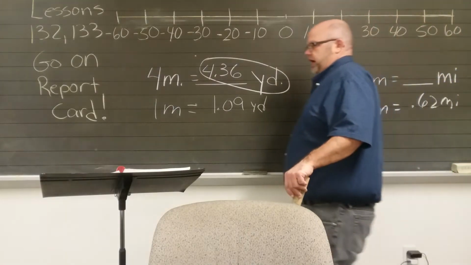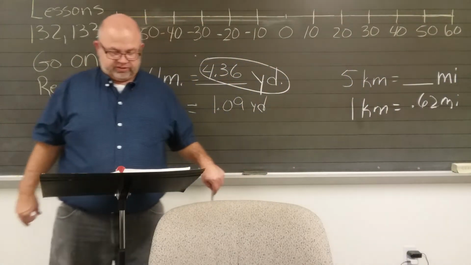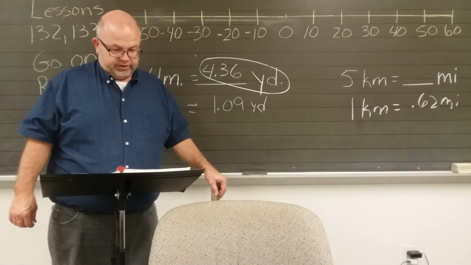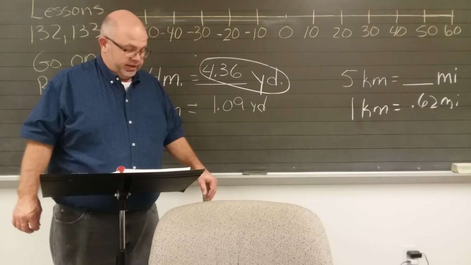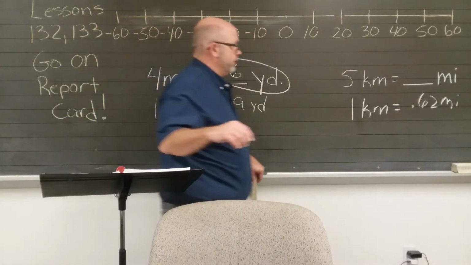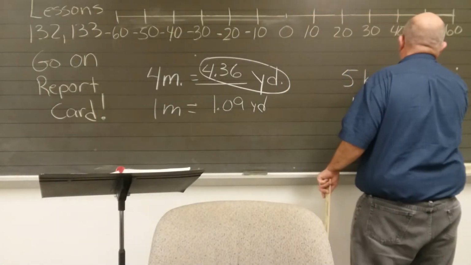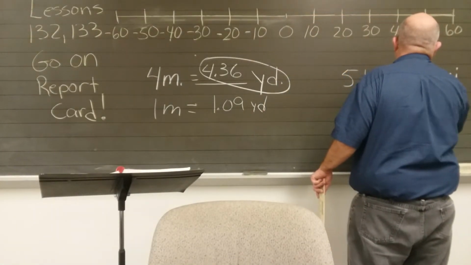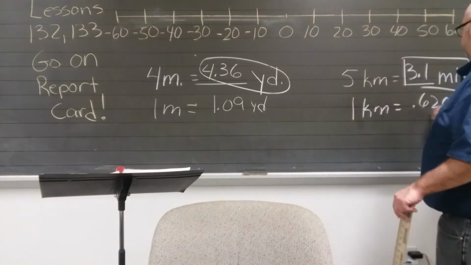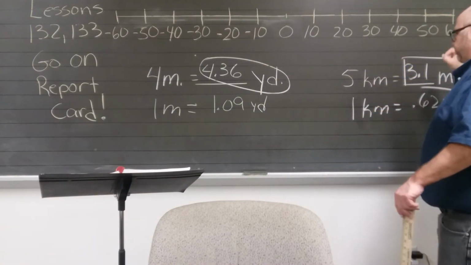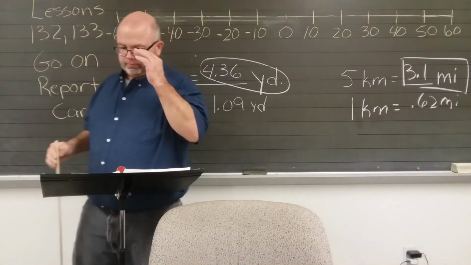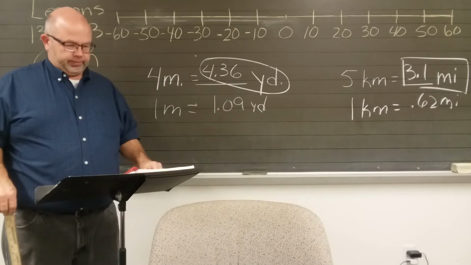0.62 times 5, you're going to get less because that's less. 0.62 is less than 1. Not much more than a half, so your answer will be less than what the 5 kilometers is. Your answer will be 3.1 miles. If you multiply those two, you'll get 3.1 miles. So do those the same way. Make them make sense there.